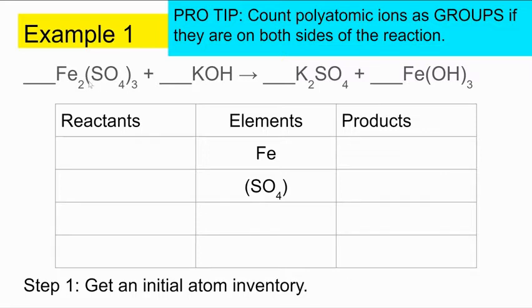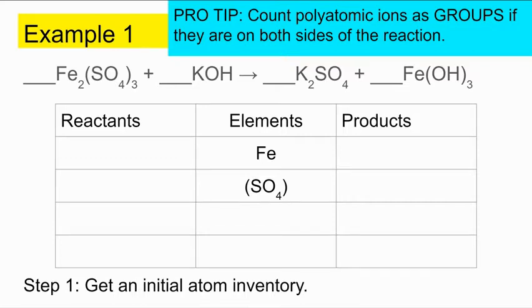sulfate is a polyatomic ion. And so I'm going to keep it in parentheses and say, hey, this is a polyatomic ion. SO4, 1 sulfur and 4 oxygens, is a group of sulfate. And so now when I look at my next formula, I can see KOH. Hopefully you can recognize that OH is hydroxide, and even though there's no parentheses there, that's a polyatomic ion.